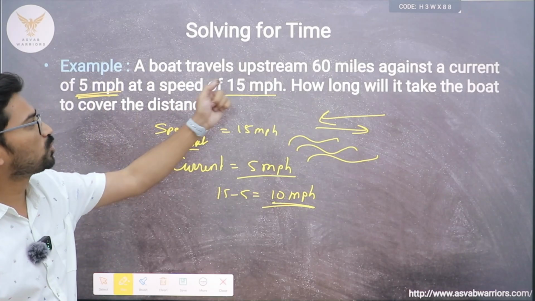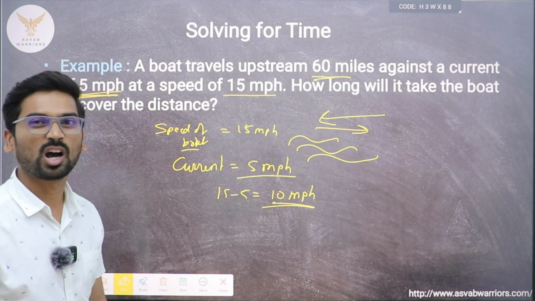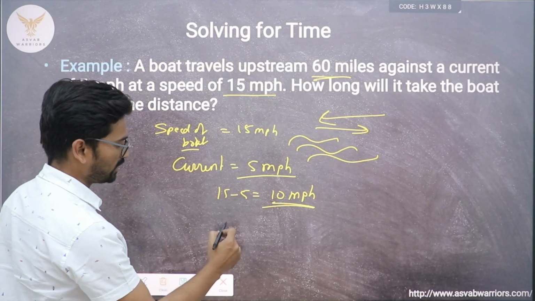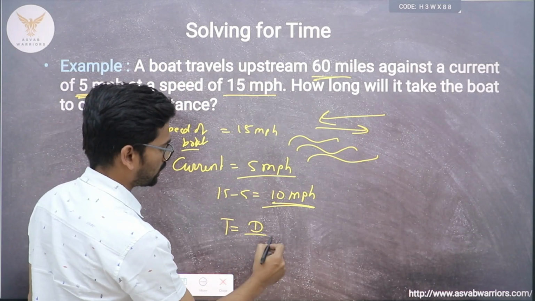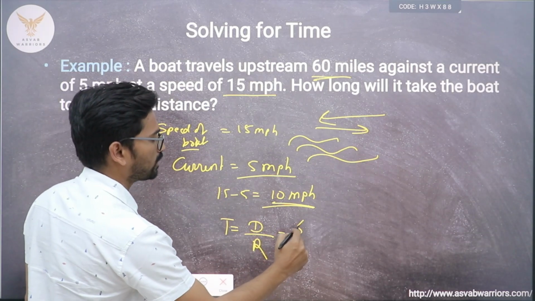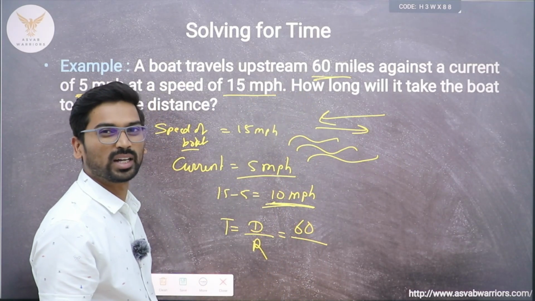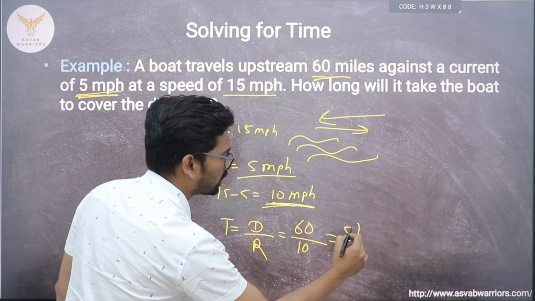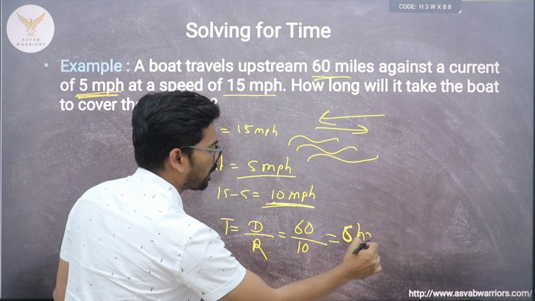Now the boat has to travel 60 miles of distance. How much time will it take? Now we will use our formula, which is time equals distance upon rate, where distance is 60 miles and the effective rate is 10 miles per hour. So the time will be 6 hours. 60 divided by 10 is 6 hours.